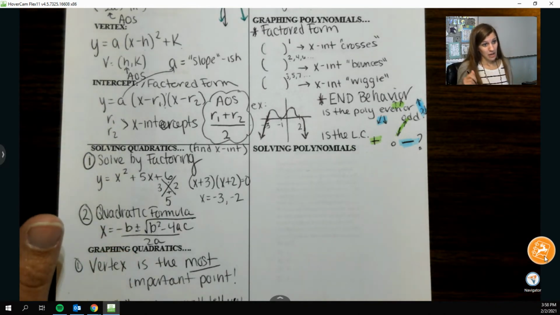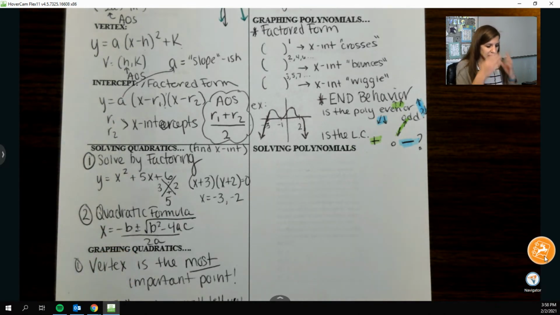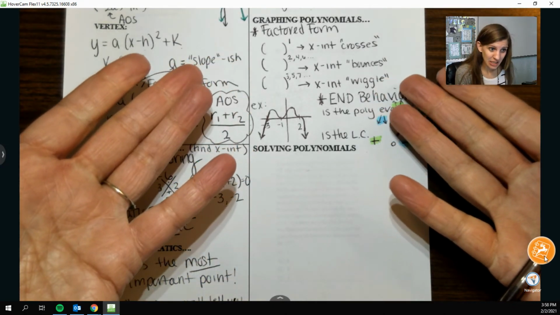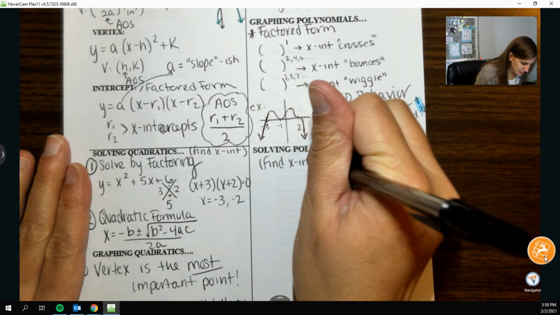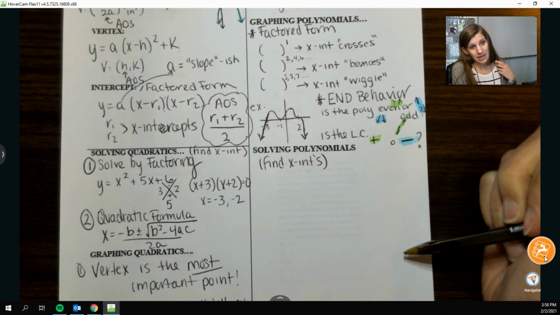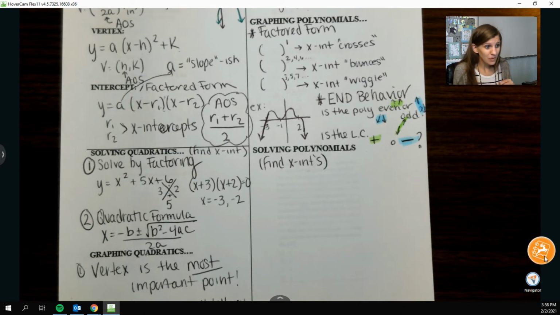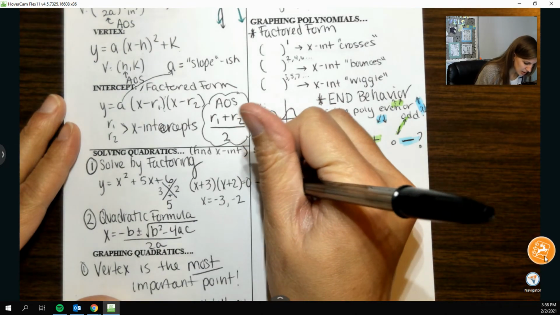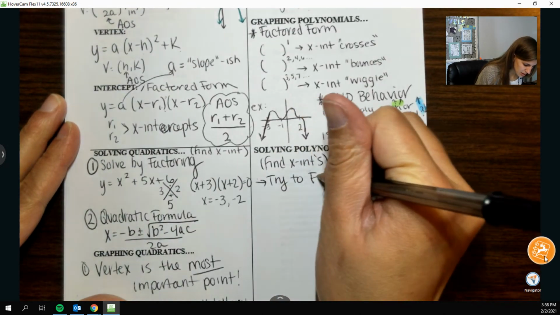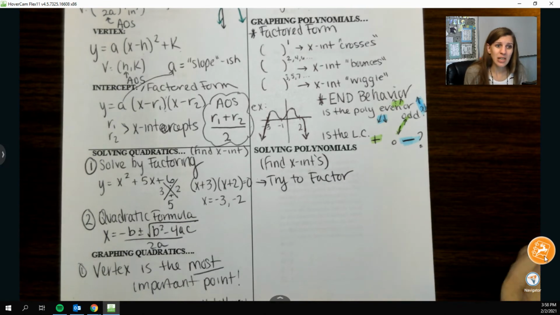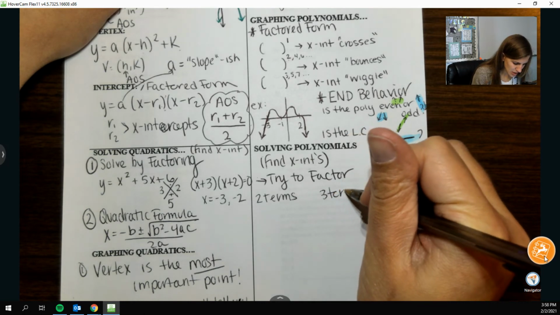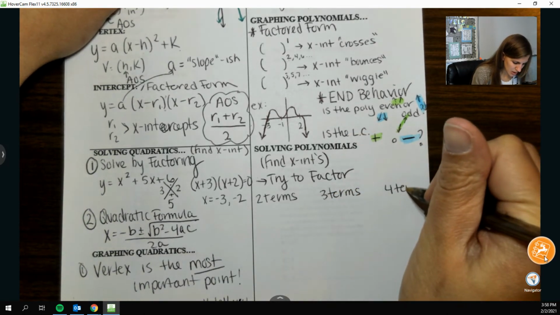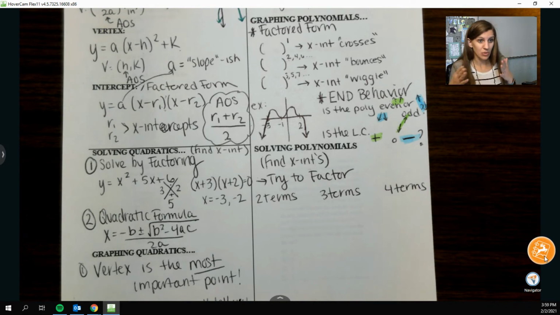But another big part of polynomials is how we solve them. And if you're in factored form, you're kind of already solved because, again, when we're solving, we are finding the x-intercepts. But if you're not already in factored form, you could factor. So we could try to factor. Now, the thing is, you can only factor if you have 2 terms, 3 terms, or 4 terms. Just like 2 numbers or 3 numbers or 4 numbers. If you have any more than that, you can't do that.